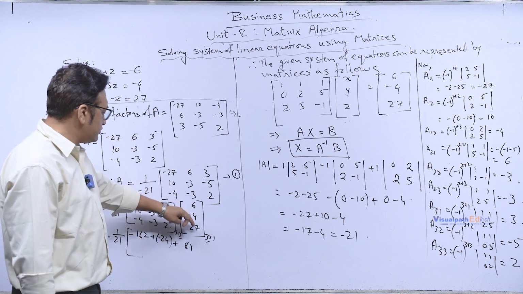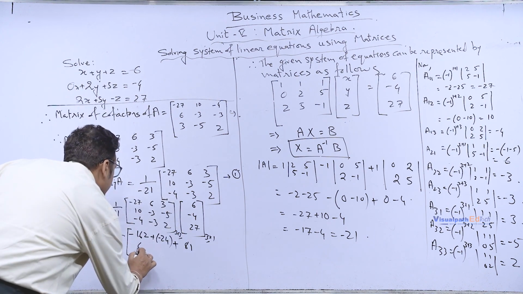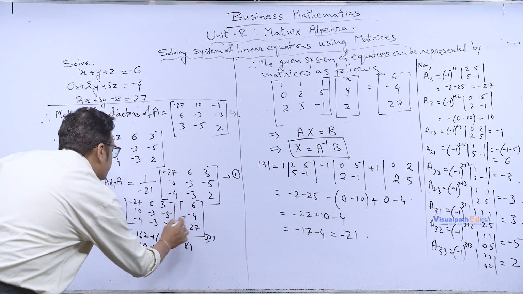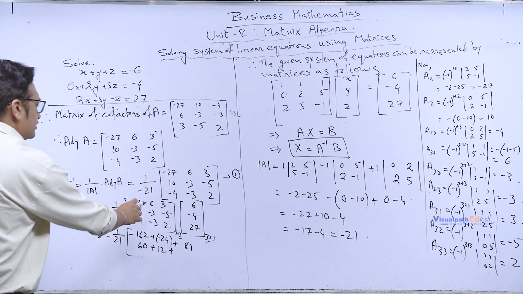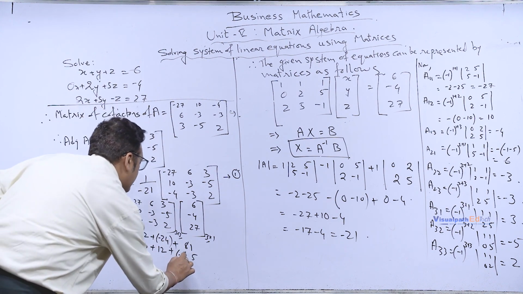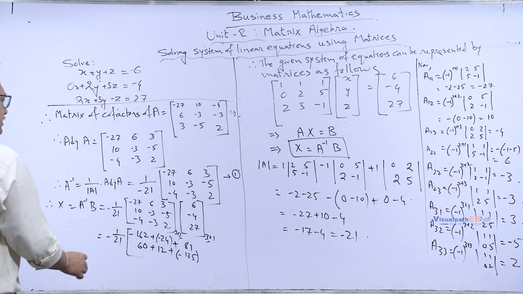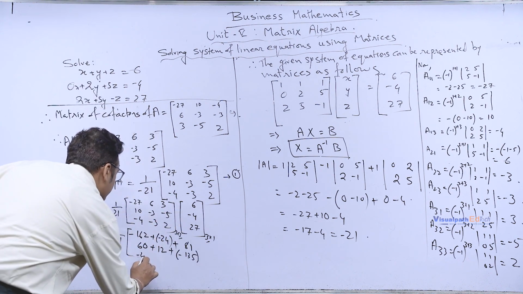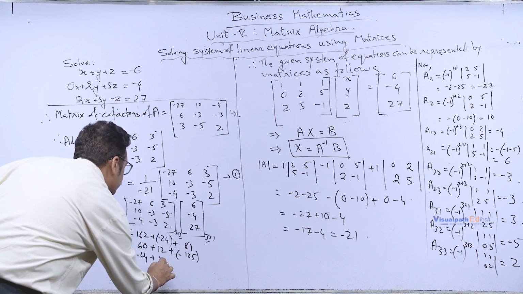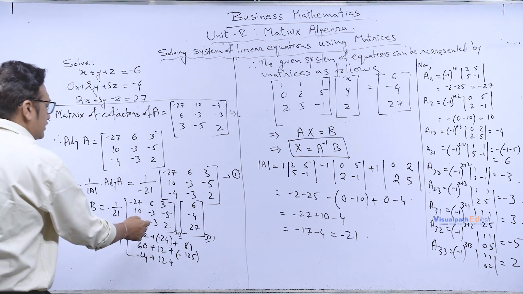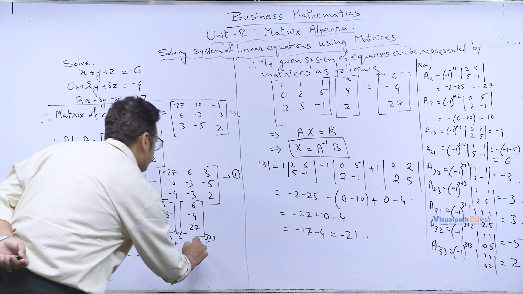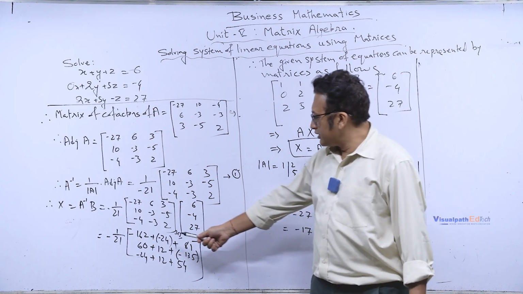Next again, second row into the first column. So you are going to get 60. Okay. After that, plus minus 3 into minus 4, that is 12, then plus minus 5 into 27. You'll get minus 135. And finally, the third row: minus 4 into 6 is minus 24. Plus sign. Minus 3 into minus 4 is 12. Plus sign. And then 2 into 27 is 54. Okay. So this is what we got.